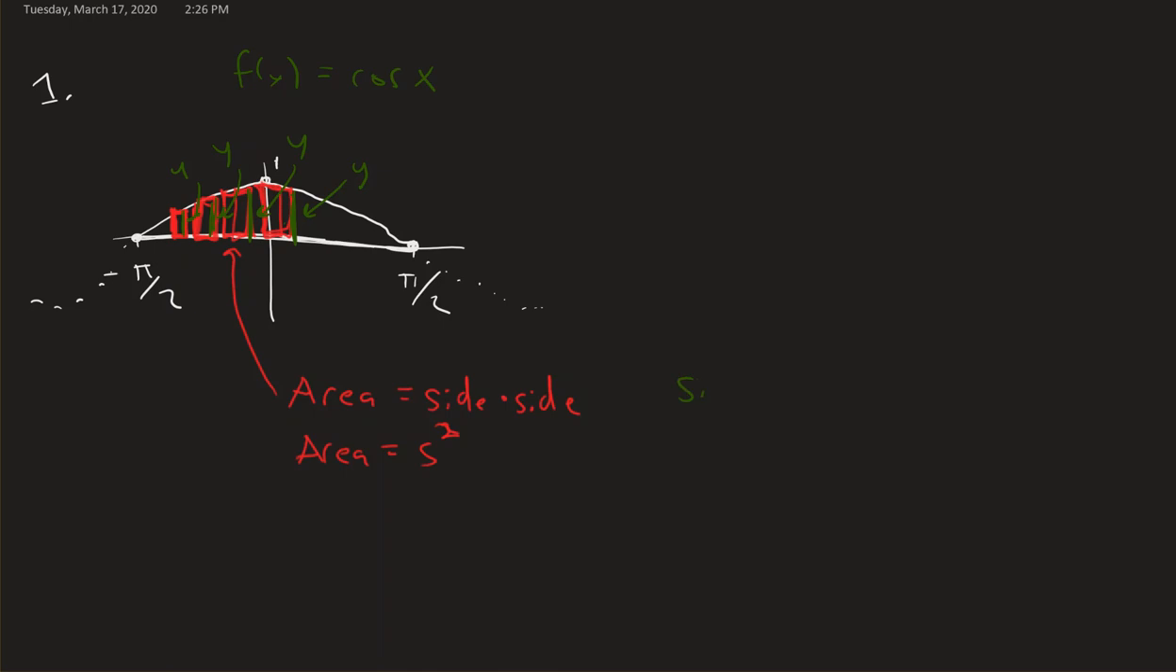So therefore the side length of each of these squares is cosine x. So the area of each of these squares would be cosine times cosine, or cosine squared.